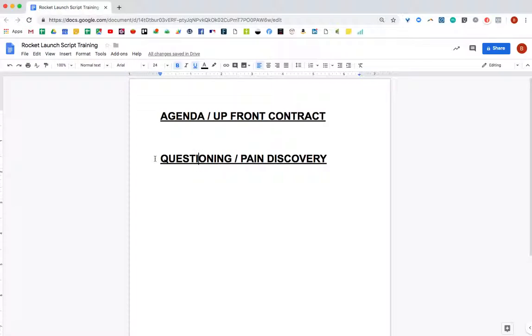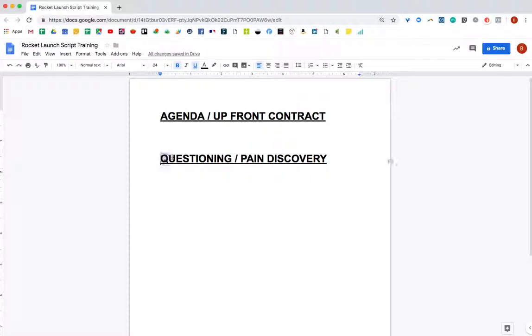Questioning strategy and pain discovery, that's the second piece. The goal of the first section is for us to get alignment on how the call is going to go, and also to create that 2-minute trailer so that they're not surprised when something happens. You don't want your prospect going, why are we talking about this? Why is this going on? Because we had already set the agenda. We've already told them that.